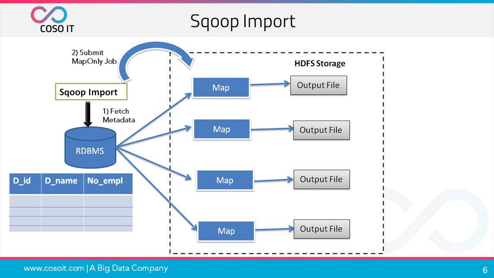Supposing the departments table has 1000 records, it will be divided into four parts: 0 to 250, 250 to 500, 500 to 750 and 750 to 1000. Each part will be given to one mapper. These map tasks then work in parallel and load the data into HDFS. The output file generated in HDFS will by default contain comma-delimited fields, and records will be separated by a new line. This is how an output file on HDFS looks.